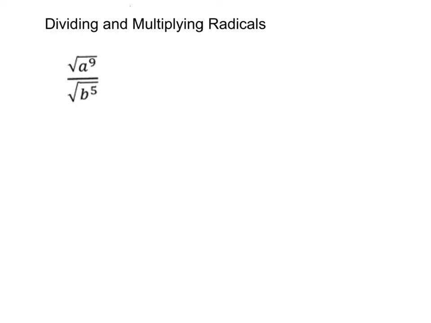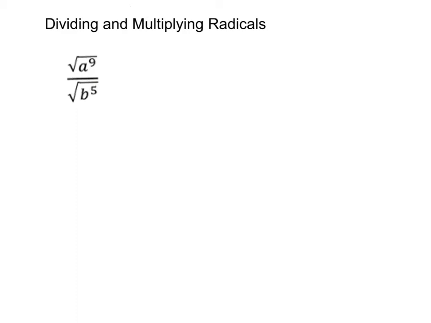In today's lesson, we're going to be talking about dividing and multiplying radicals. Our first problem is the square root of a to the ninth all over the square root of b to the fifth. Now, one important rule to remember when dividing radicals is that you can never have a radical in the denominator. So remember, the denominator is the bottom part of our fraction.